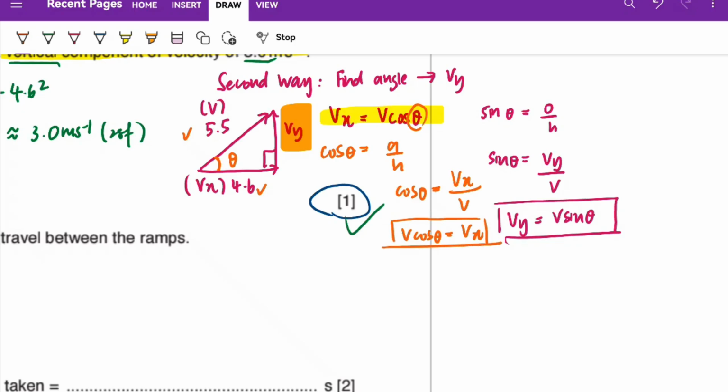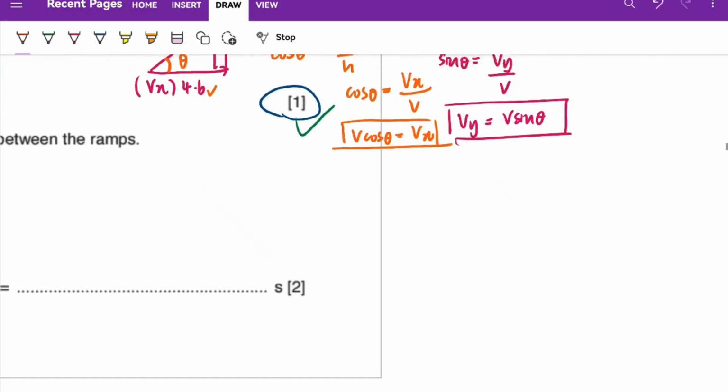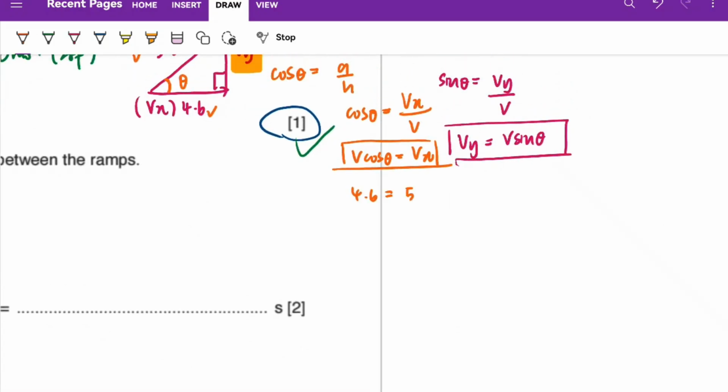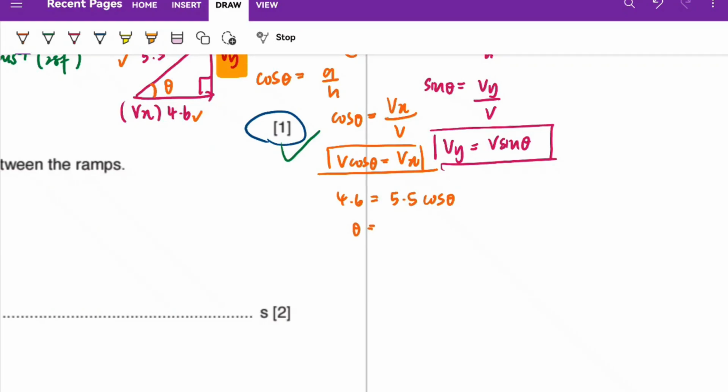Now, they give you the horizontal velocity, which is 4.6, right? So, you can find 4.6 equals 5.5 cos theta. Why 5.5? Because the velocity is 5.5, right? So your theta would be, make sure your calculator is in degrees, not radian, very very important. If not, you'll get a very different answer. Make sure your calculator is always in degrees, not in radian. Sorry about that. It actually must be always in degrees.